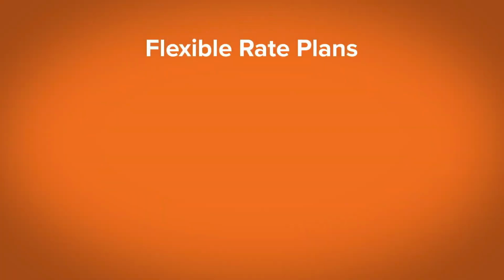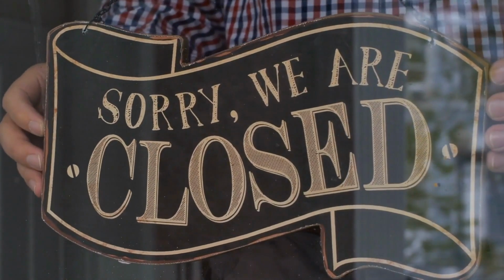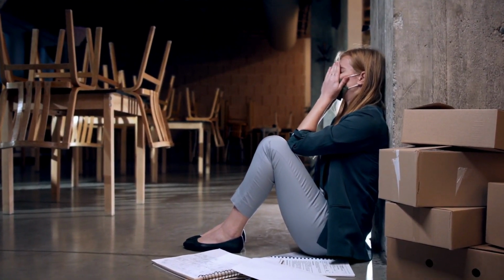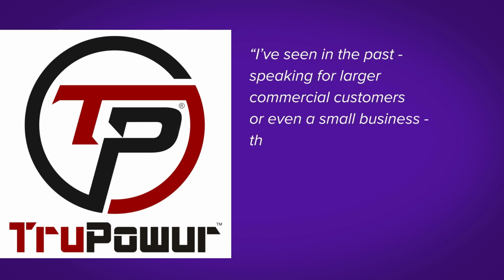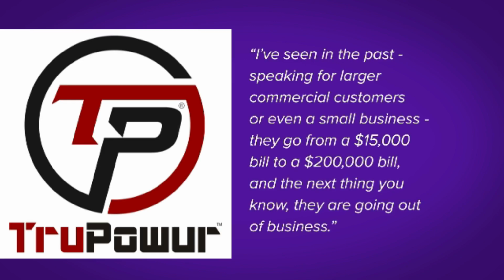Now, some have a much more difficult time changing their plans. Usually, we're talking about businesses that use a lot of power. It is a gamble with these flexible plans. They may have recently been paying about 3 or 4 pennies per kilowatt hour. Now it's closer to 2 dimes or more. If rates like that keep up, a CEO of a Dallas electric brokerage told me that some businesses could actually go out of business just because of their next electric bill. I've seen in the past, speaking for larger commercial customers or even small business, they go from a $15,000 bill to a $200,000 bill, and the next thing you know, they're going out of business.